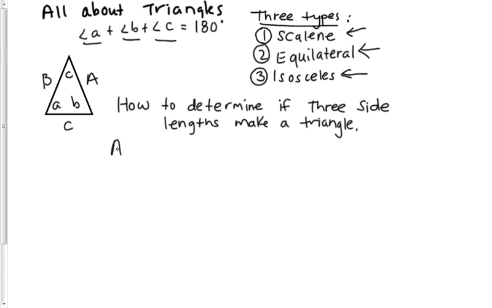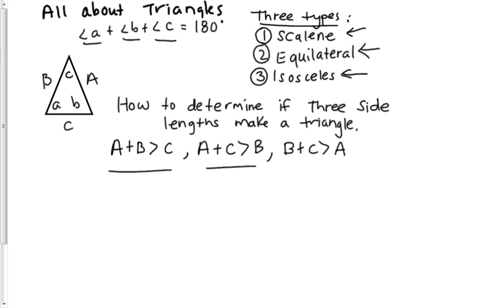So side A plus B has to be greater than C. Also, side A plus side C has to be greater than side B. Also, side B plus C has to be greater than side A. And if all three of these are true, then the three lengths that you are given will make a triangle.